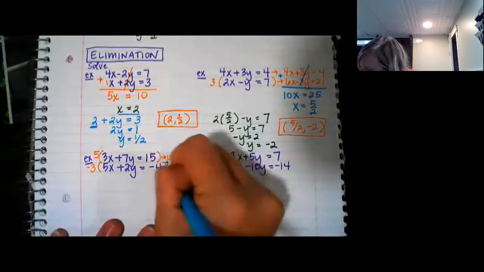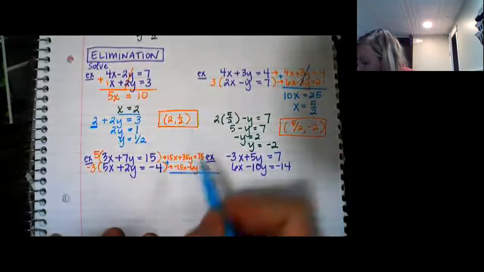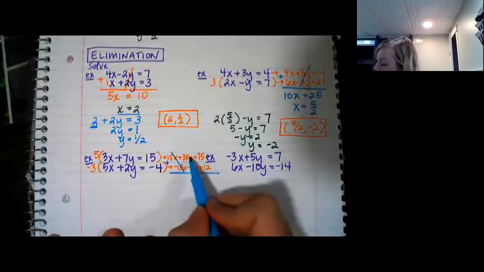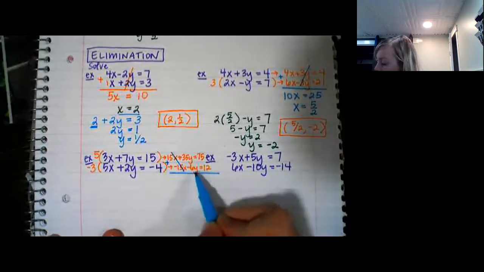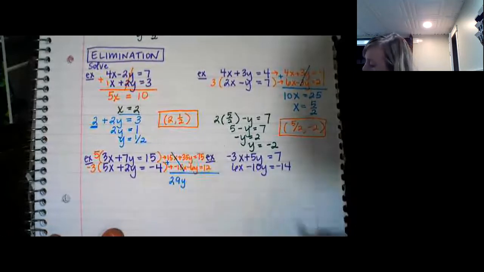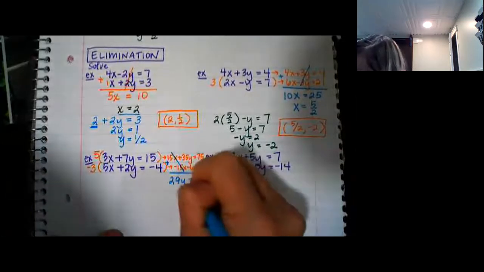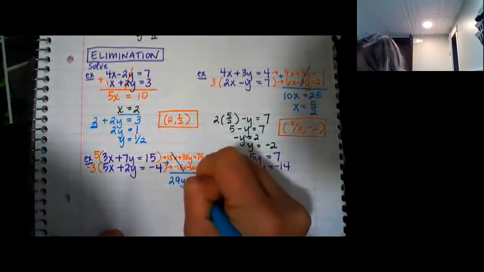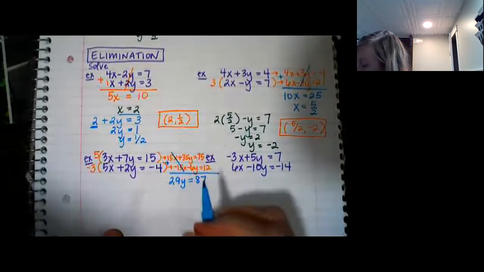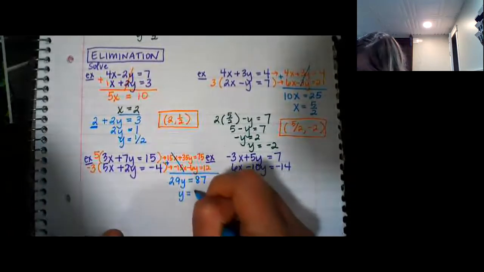Now I'm ready to add those babies together. 15x plus negative 15x gets eliminated. 35y plus negative 6y gives me 29y. And 75 plus 12 gives me 87. And when I divide by 29, I get y equals 3.